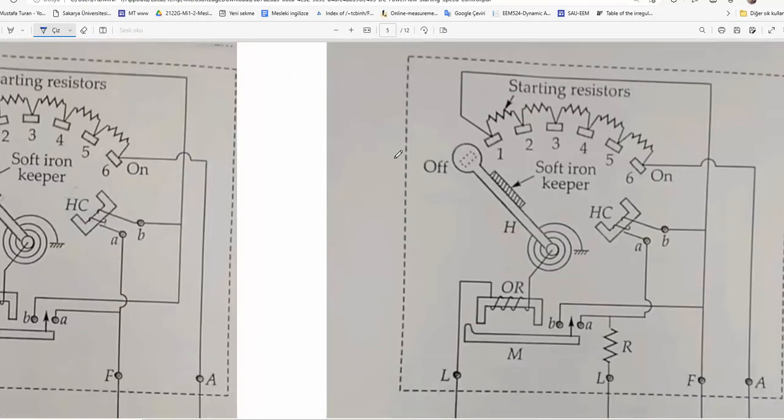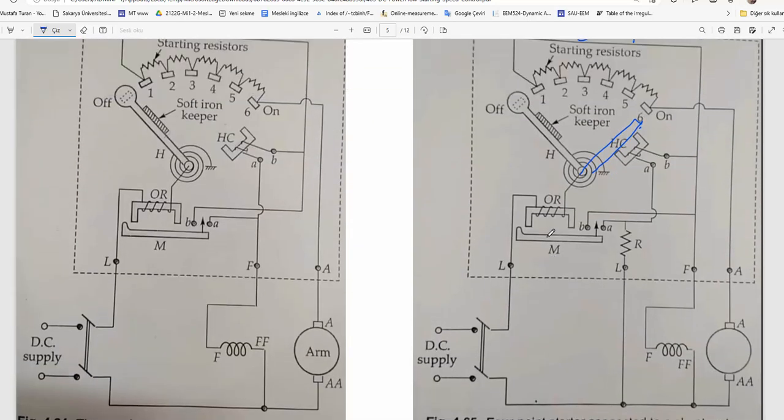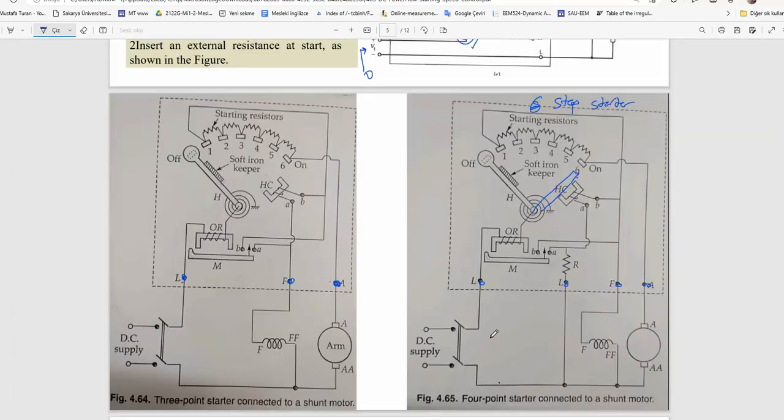Let me show you. Here's, for example, another type of starter. It moves back to its original position when there's no locking mechanism here. Here you see a 6-step starter. There are different designs, different quality resistors. For example, here you see a 3-point starter. Here you see a 4-point starter. It is different due to patents, especially.